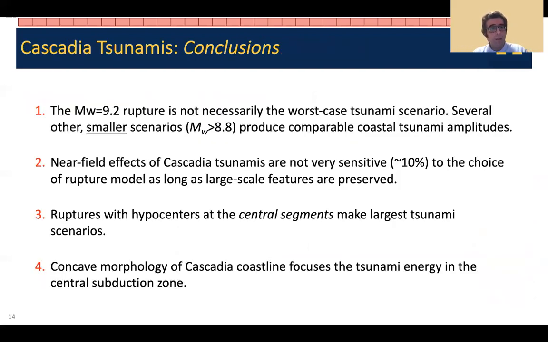So finally, the magnitude 9.2 rupture is not necessarily the worst case tsunami scenario. Several other smaller scenarios produce comparable coastal tsunami amplitudes. Near field effects of Cascadia tsunamis are not very sensitive, about just 10%, to the choice of rupture model, as long as the larger scale features are preserved. Ruptures with hypocenters at the central segments make the largest tsunami scenarios. And finally, the concave morphology of the Cascadia coastline focuses the tsunami energy in the central subduction zone.